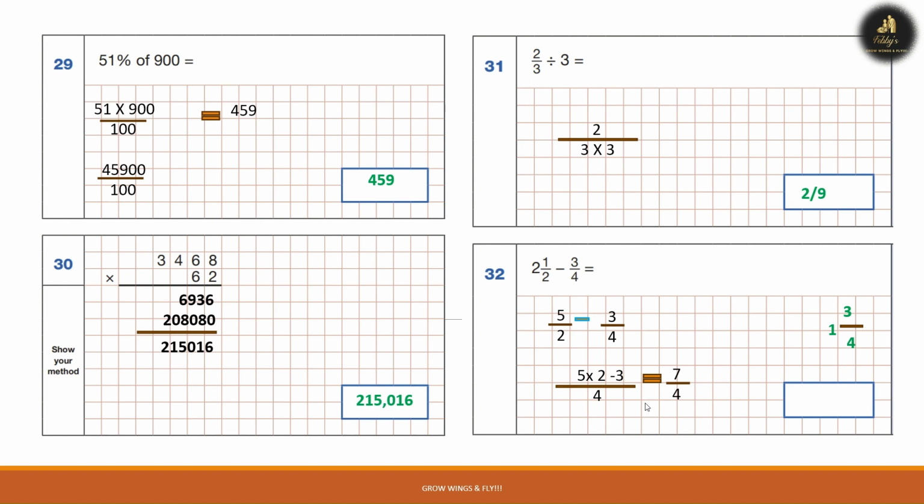In question 31, we multiply the denominator with the number it is divided with. In this case, it is 3. So, our answer will end up being 2 over 9.